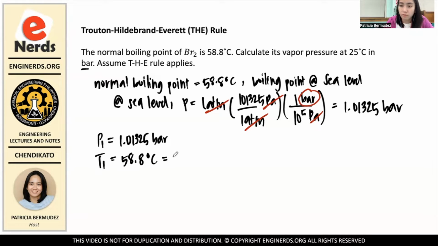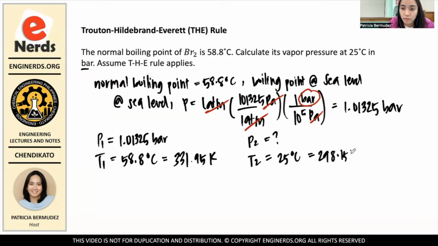And converting that into Kelvin, we have to convert it into Kelvin here kasi you can see that it is more convenient later if you substitute it dun sa Clausius-Clapeyron equation natin. So 58.8 plus 273.15, it'll be 331.95 Kelvin. Okay? So meron tayong one set ng value, pressure and temperature. But then the question is asking for the pressure, which is P2, at this temperature, which is 25 degrees Celsius, and that is equal to 298.15 Kelvin. You can see here, wala pa tayong delta H, pero wala din tayong P2.